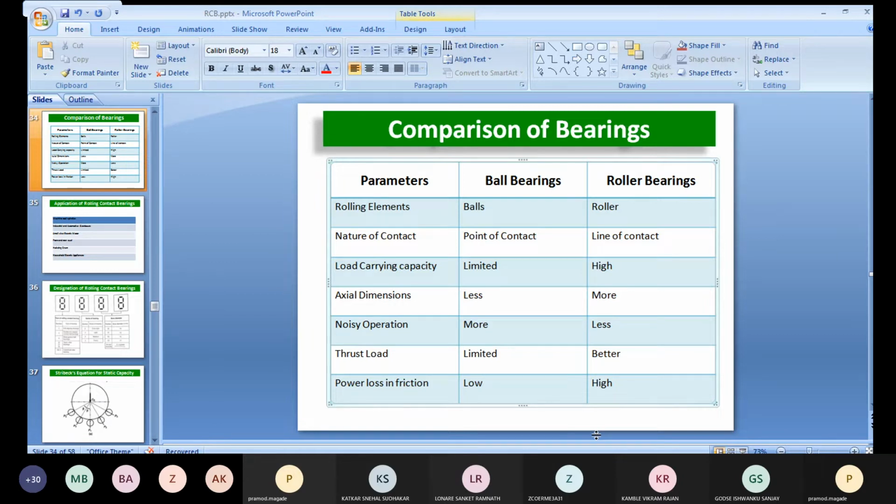लिहिले काय सगळ्यांनी? Have you written this? Athar, Aniket? Yes, sir. Okay. Yes, sir.